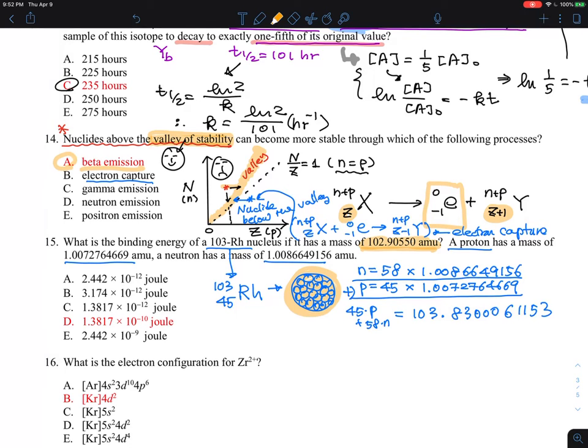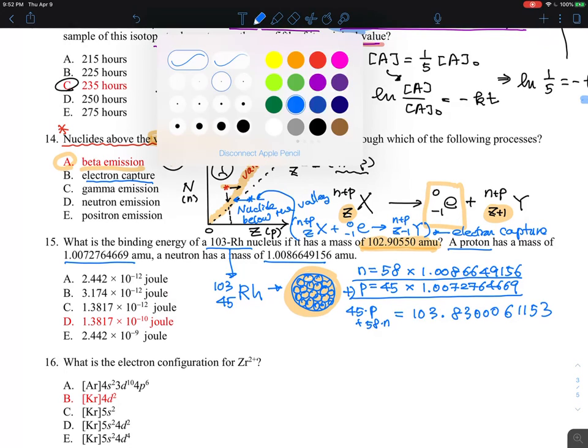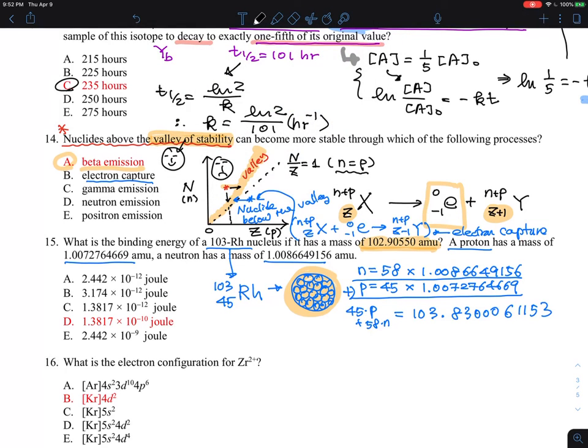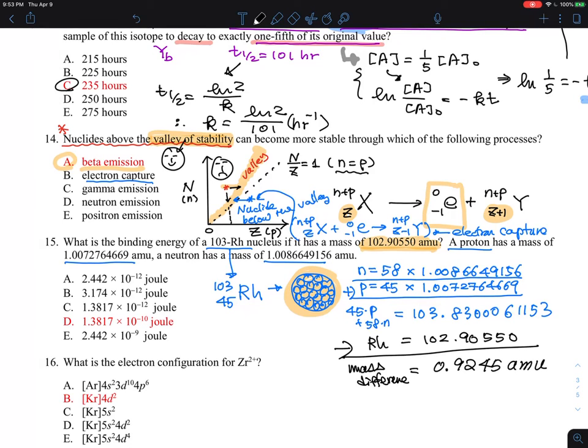So then what you do is subtract this number, which is just a collection of the particles, versus the rhodium, whose mass is 102.9055. If you subtract that, that's the mass difference. And the mass difference is 0.9245 amu. So this is the mass and energy equivalence.